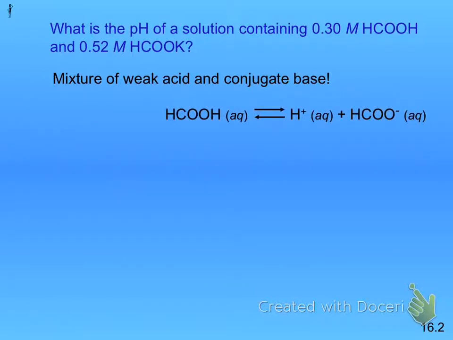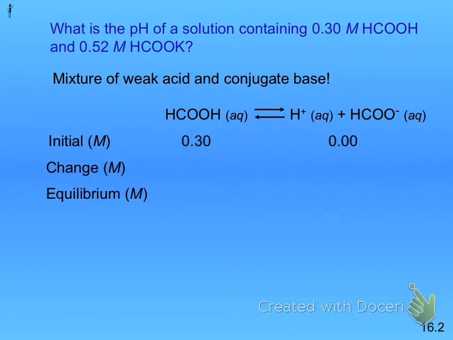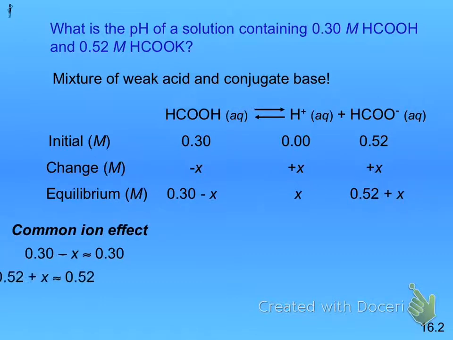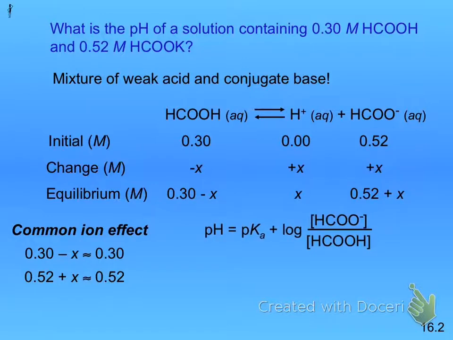So we've got, again, a mixture of a weak acid and its conjugate base. Let's go through all the steps. There's your equilibrium. All right. So the common ion effect, again, is what we have with this HCOO, and it's forcing our equilibrium back to the left. We're assuming that X is essentially 0. So we can say that the equilibrium concentrations of our important ions are 0.3 and 0.52.